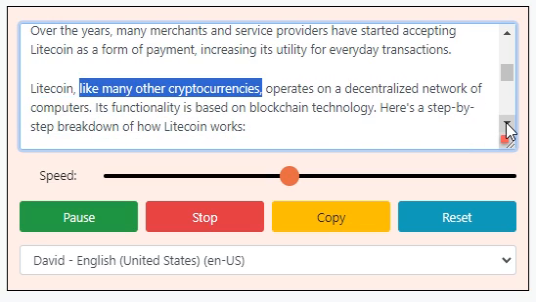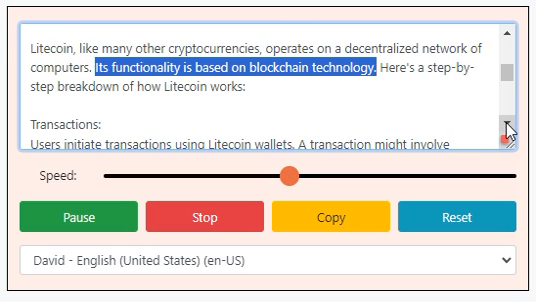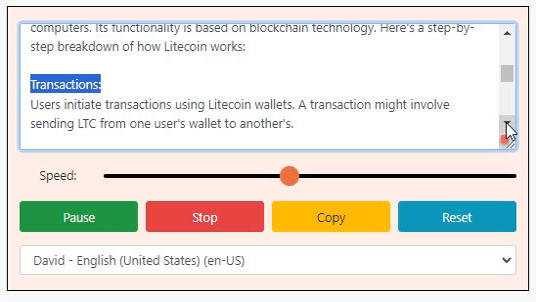Litecoin, like many other cryptocurrencies, operates on a decentralized network of computers. Its functionality is based on blockchain technology. Here is a step-by-step breakdown of how Litecoin works. Transactions.